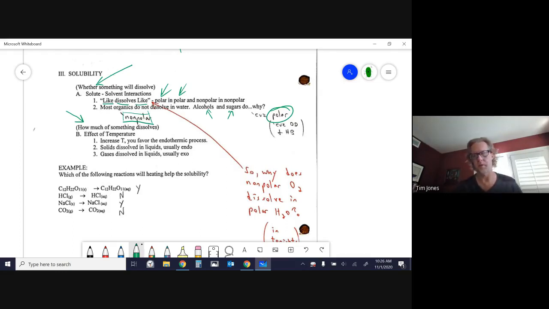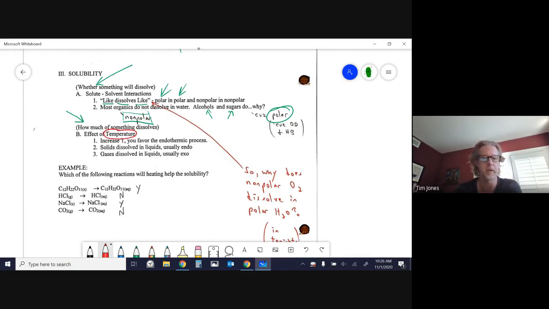There's more to whether things dissolve in each other than just polarity, but polarity is the kind of the starting point. You could also look at other attributes like bonding and how similar their other intermolecular forces are if they're relevant. And we'll get into more details about that as we go through this section. Okay, now on to how much something dissolves. Well, the first thing to look at is temperature.